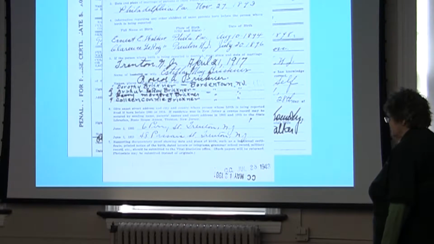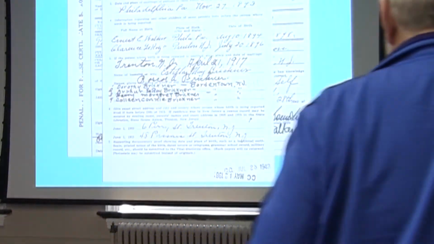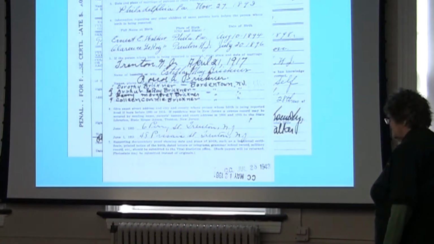If your person died in Philadelphia after 1906, you have a Philadelphia death certificate and you have a Pennsylvania state death certificate. And you want to get them both. They're both online. Free.